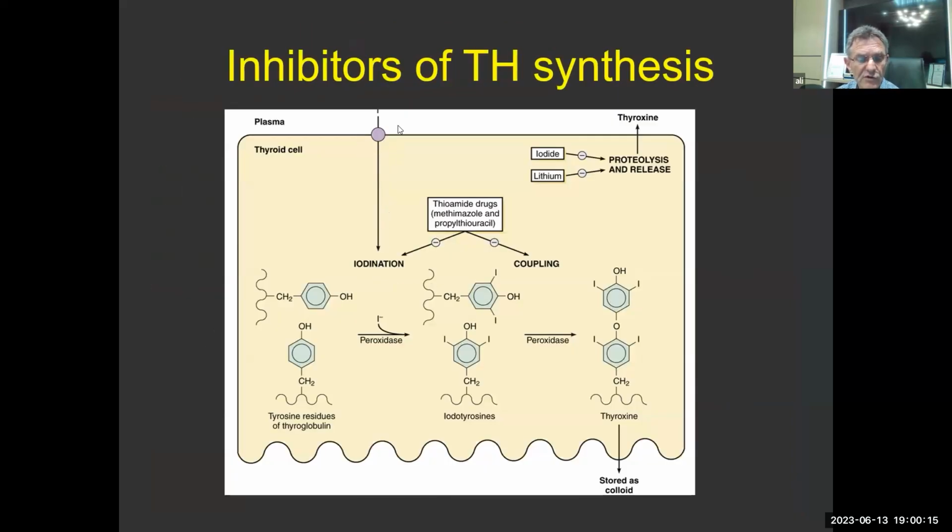Now, the treatment of this disorder is to inhibit thyroid hormone synthesis. And as I explained to you earlier, you want to inhibit iodine trapping by the gland. So you can use drugs like the thionamides, methimazole, carbimazole, neomercazole, or propylthiouracil, and they inhibit the trapping of the iodine and the iodination and the binding of the T3 and T4. Other drugs such as iodide and lithium inhibit the release of thyroxine.